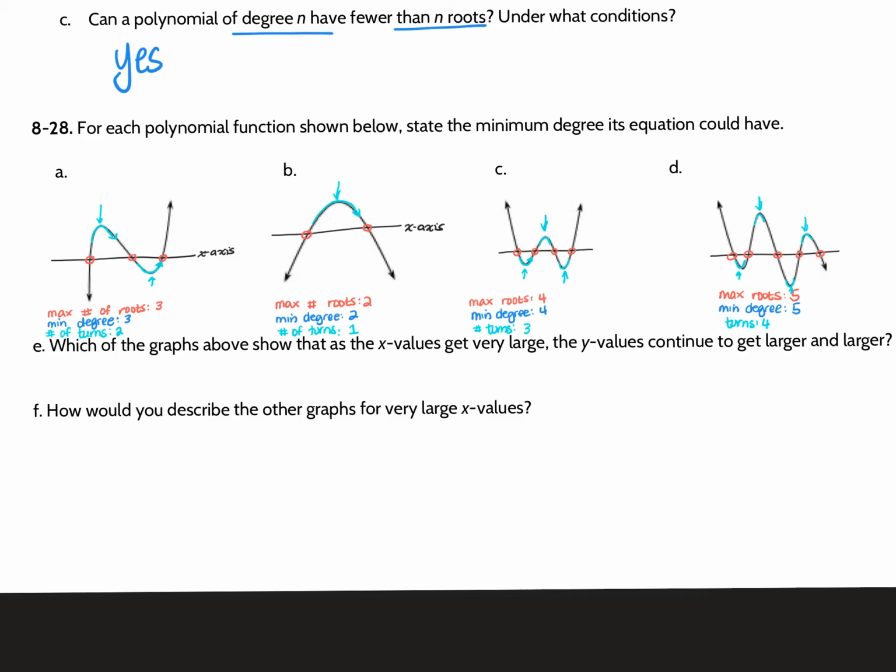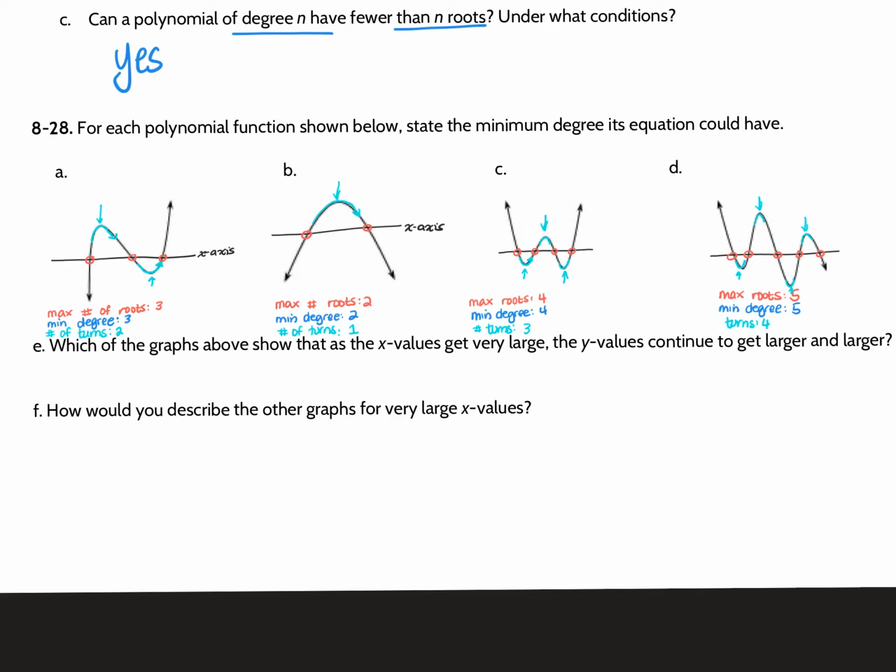Okay, so the number of turns is always one less than our max roots or minimum degree. And that's an important thing that'll come back a little bit later. So if you want to make a note of that, you can. We're going to talk a little bit about this idea of positive and negative orientation of the graph.